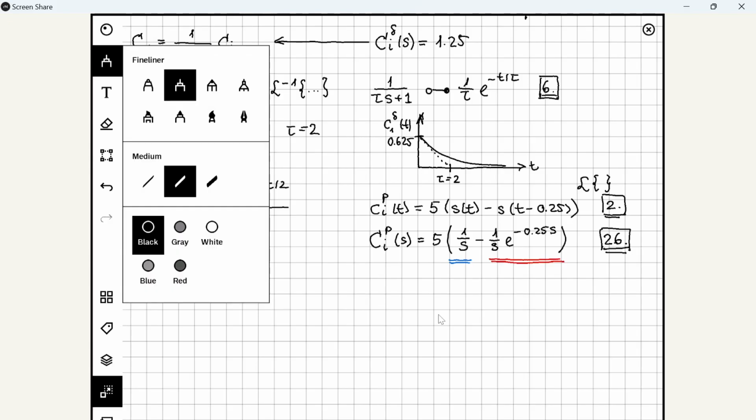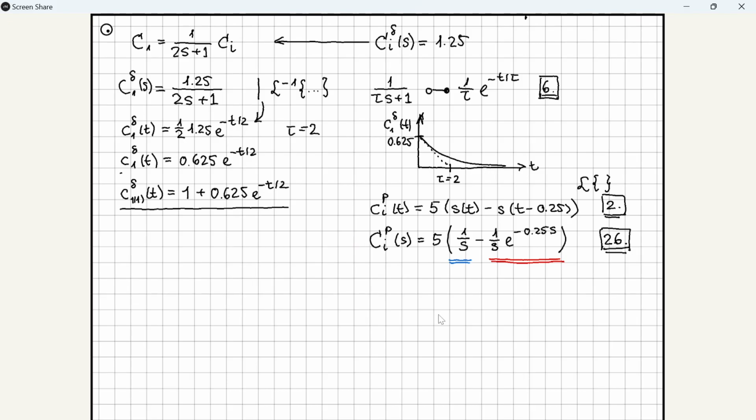So let's carry on and stick this into the equation up here, which describes our general system. So now we have C1 P of s equal to 1 divided by 2s plus 1 times CIP, and that is 5 times 1 over s minus 1 over s e to the minus 0.25s.